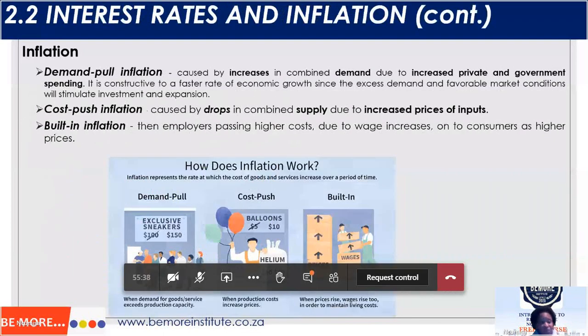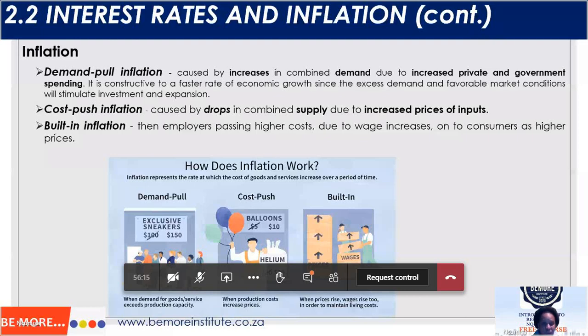We have different kinds of inflation. The first, we have something called demand pull inflation. This is caused by increases in combined demand due to increased private and government spending. This is constructive to a faster rate of economic growth. So this is the kind of inflation we like to see, since the excess demand and favorable market conditions will stimulate investment and expansion.